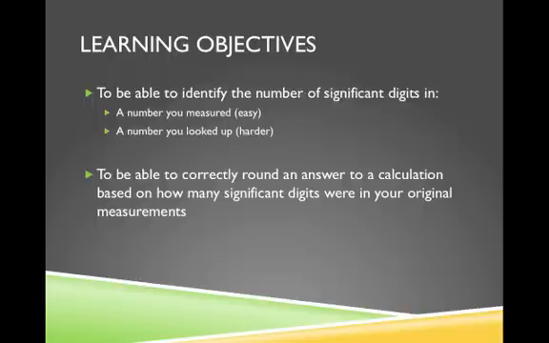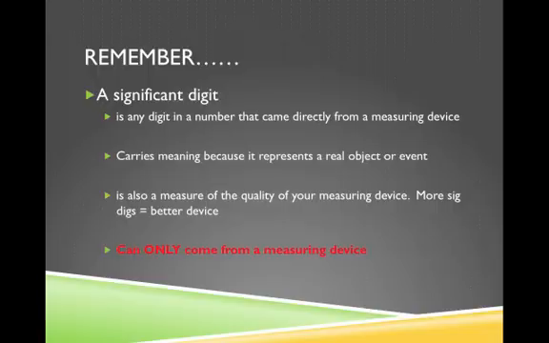Once we can identify the number of significant digits, the next step is to be able to correctly round the answer to a calculation based on the number of significant digits that were in the original measurements. As we'll discuss, the quality of information comes from measurements only, therefore the answers need to reflect that quality. So these are two things you guys need to be able to do.